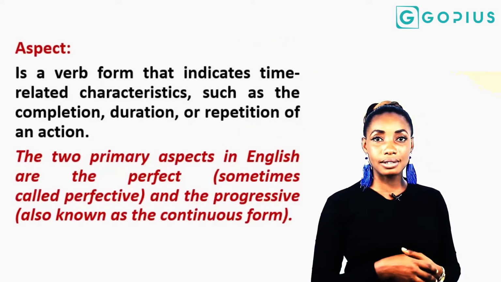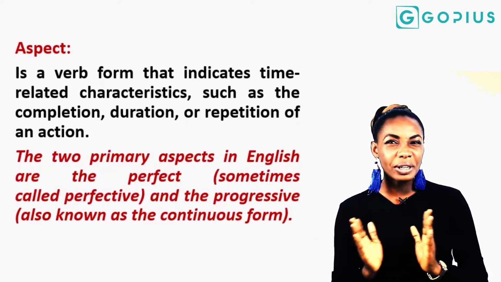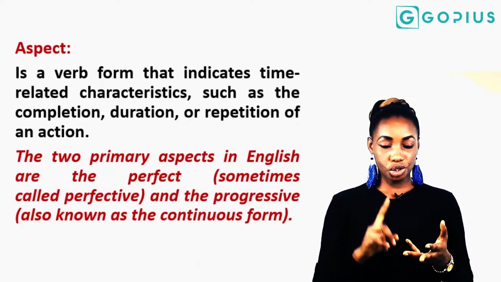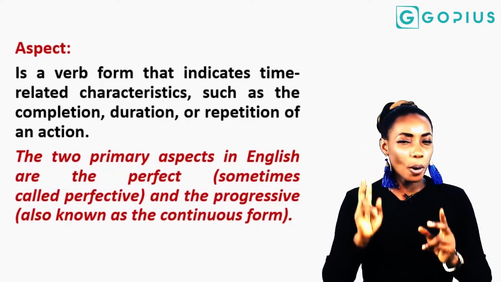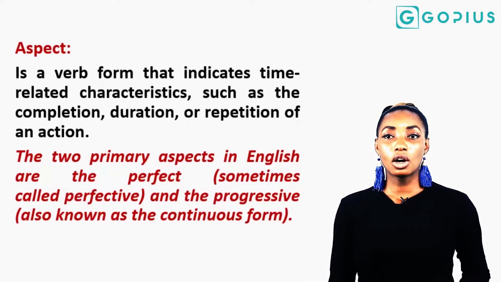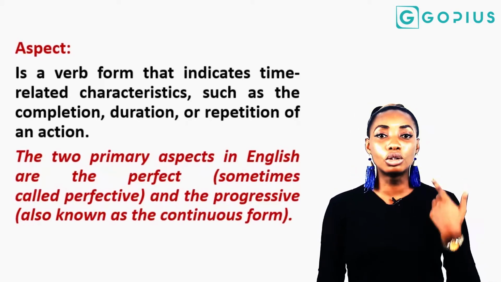So we are looking at aspects now. Aspect is a verb form that indicates time-related characteristics of the verbs, such as completion, duration, or repetition of action. The aspect that a verb takes would show if an action has been completed, if it's still ongoing, or if it's a repeated action. In the English language, we have two major primary aspects: the perfect, sometimes called the perfective aspect, and the progressive aspect, sometimes called the continuous form.